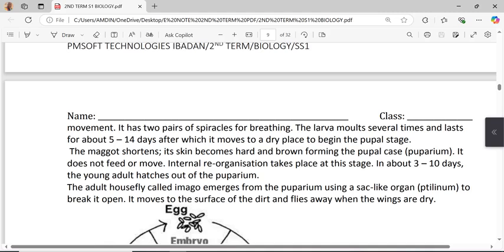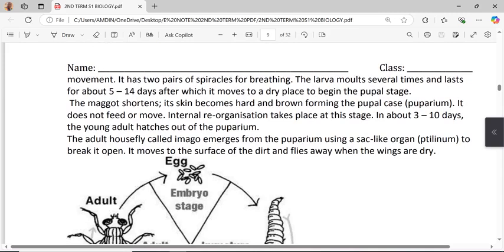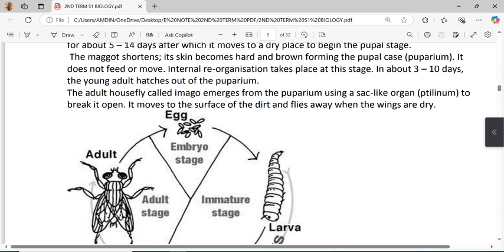The maggot shortens, its skin becomes hard and brown, forming the pupa case (puparium). It does not feed or move. Internal reorganization takes place at this stage. In about 3 to 10 days, the young adult hatches out of the puparium. The adult housefly, called an imago, emerges from the puparium using a sac-like organ, the ptilinum, to break it open. It moves to the surface of the dirt and flies away when the wings are dry.